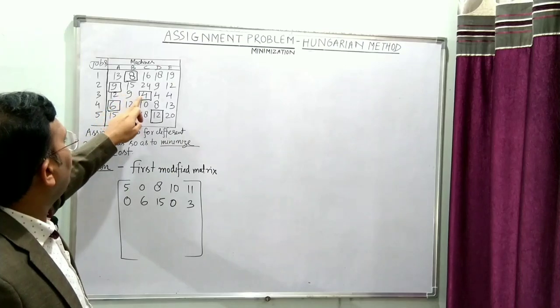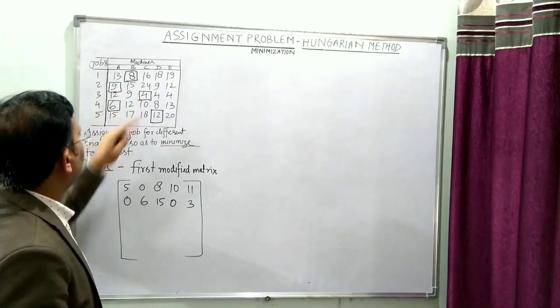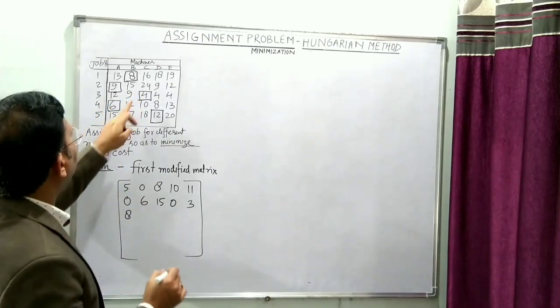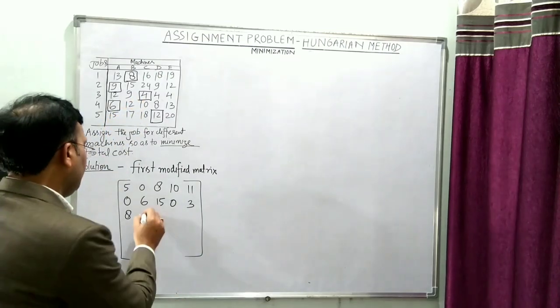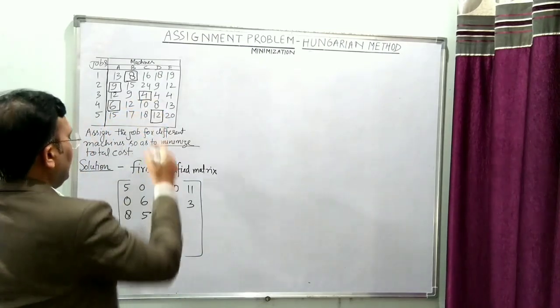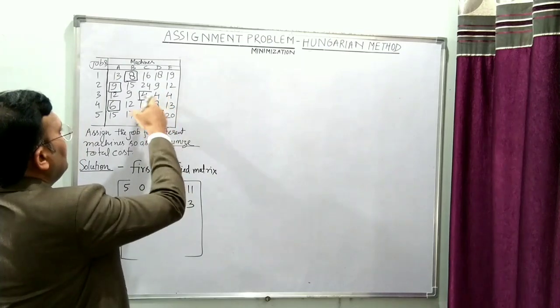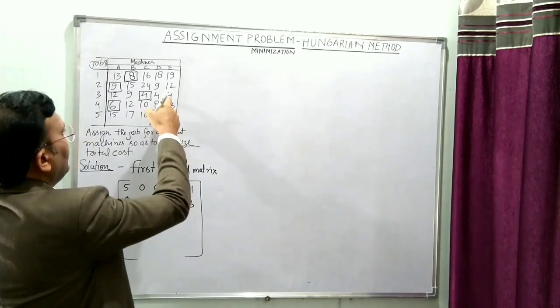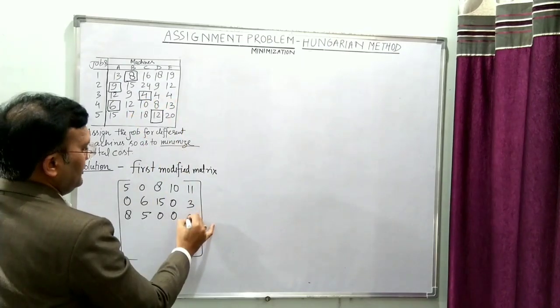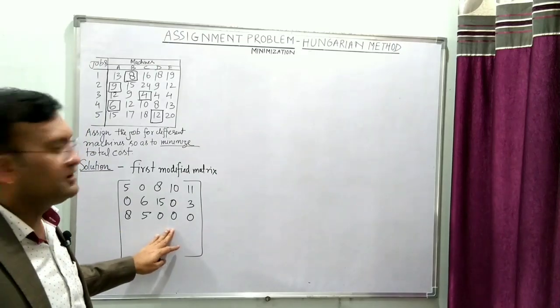For the third row, the minimum is 4. So 12 minus 4 is equal to 8. 9 minus 4 is equal to 5. 4 minus 4 is equal to 0. Again 4 minus 4 is equal to 0. Again 4 minus 4 is equal to 0. So these are the elements of the third row.